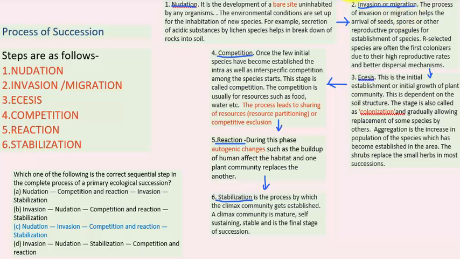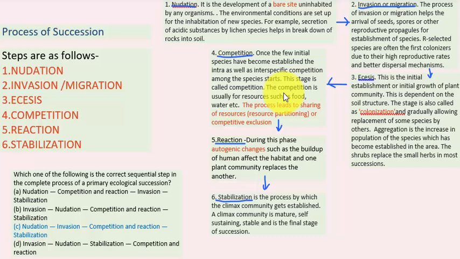We have already discussed competition many times. The competition is mainly for resources such as food, water, or shelter. This process leads to the sharing of resources, either through resource partitioning or the competitive exclusion principle, where one species gets the benefit or wins and the other species loses. The competition may be intraspecific or interspecific, we know that.